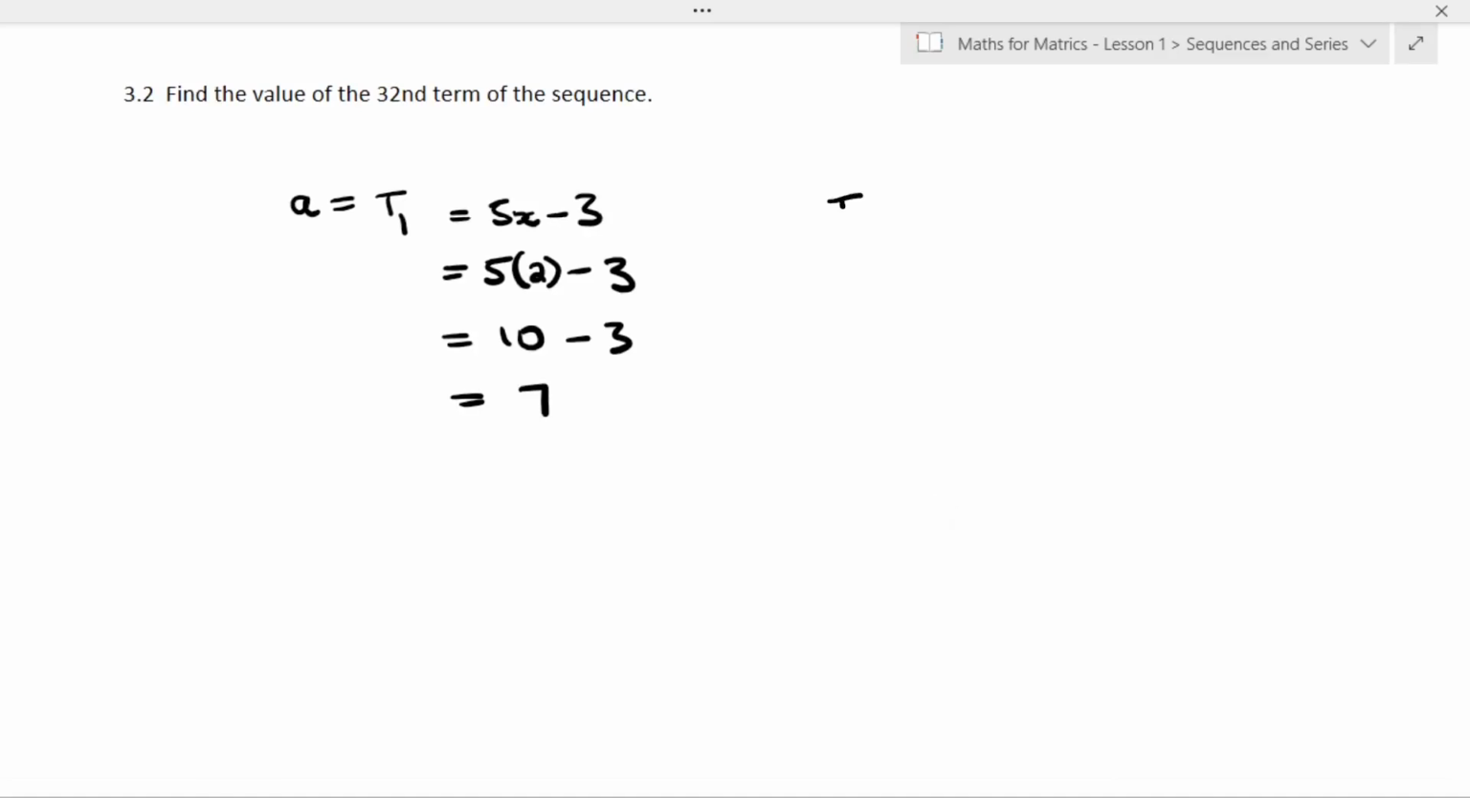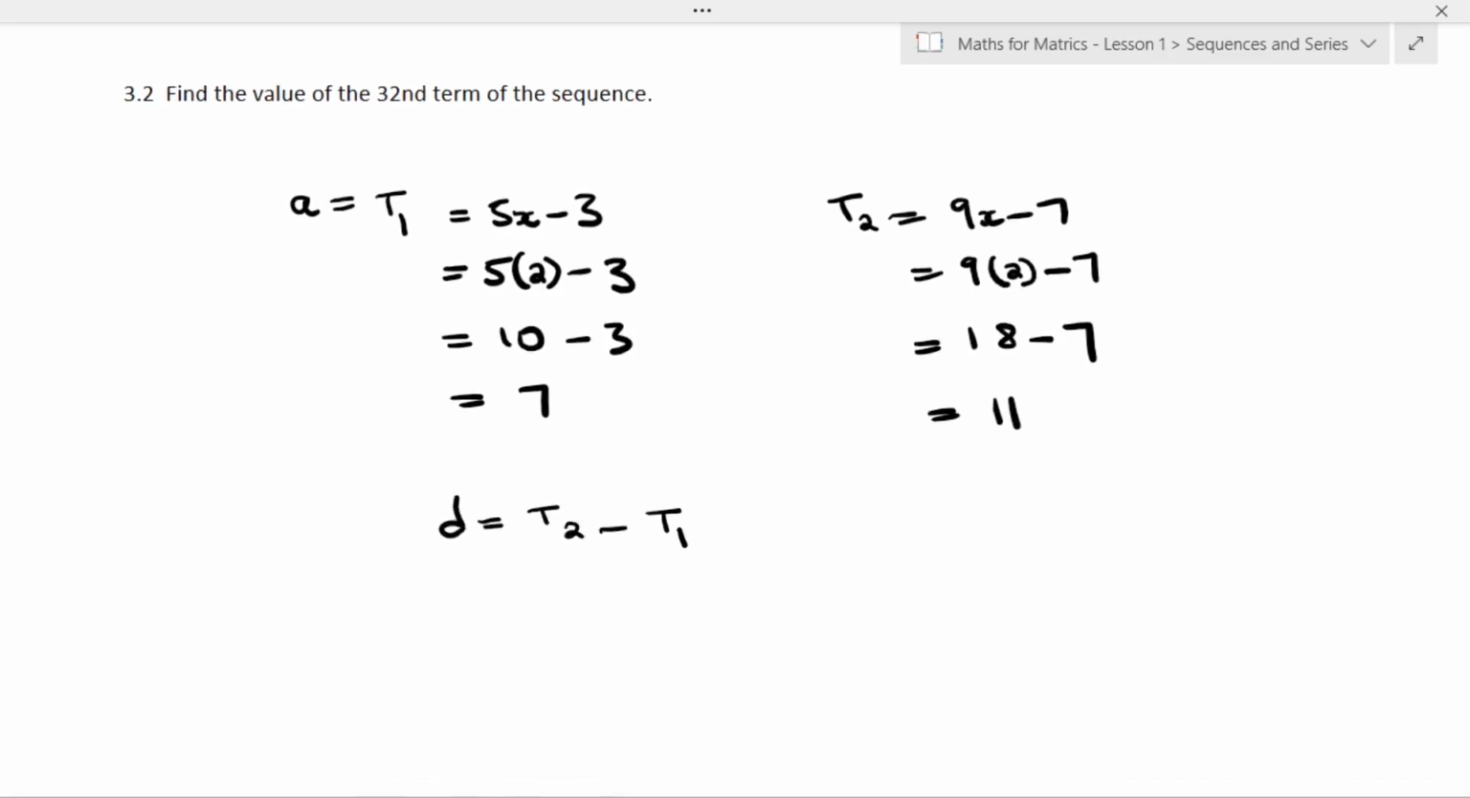T2 is equal to 9x minus 7. We know that x is 2, so we can substitute it into the equation. 9 times 2 is 18, and 18 minus 7 is 11. The common difference d is equal to t2 minus t1. t2 is 11, and t1 is 7. 11 minus 7 is 4, therefore d is equal to 4.